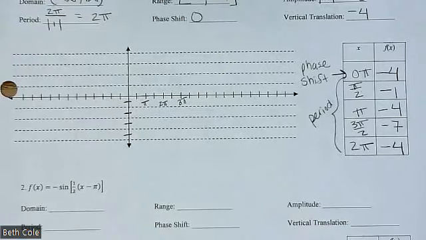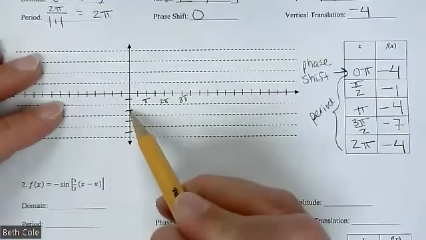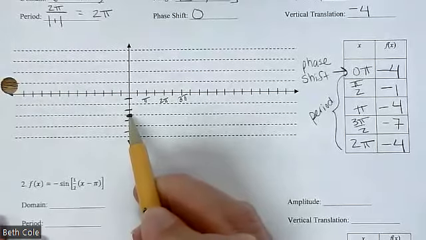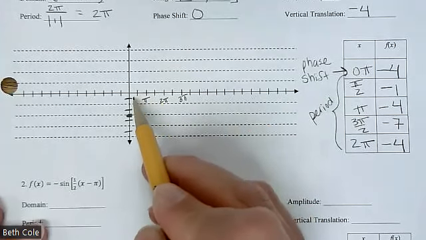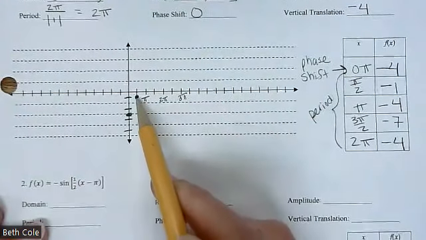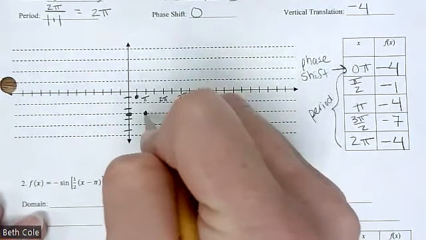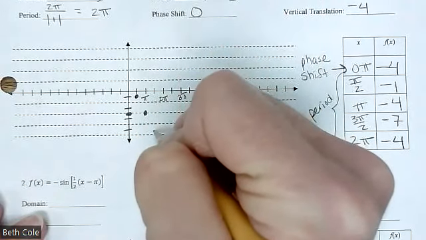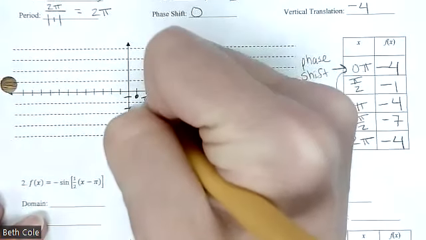Okay, cool. Now we're just going to take that information and plot it on here. 0, negative 4. That would be right here. So our first point is right there. Then you get pi over 2, negative 1. So here's pi over 2, and then negative 1. Like here, we're just plotting points at this point. So right there. And then pi is negative 4, so back to the center line. And then negative 7 would be right about there. And then back to the center line where you started. And so it should look something like this.